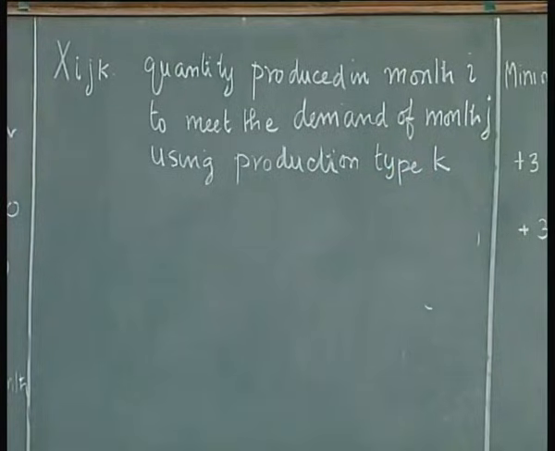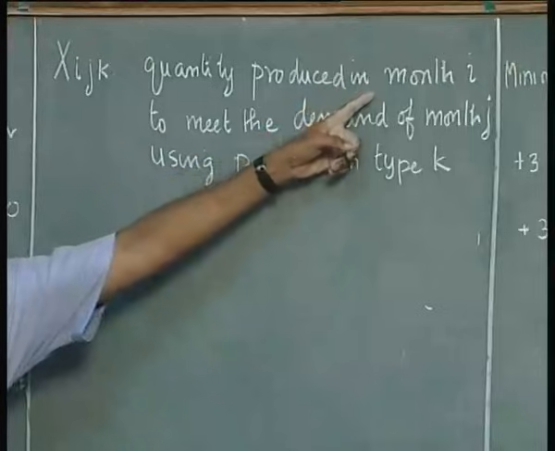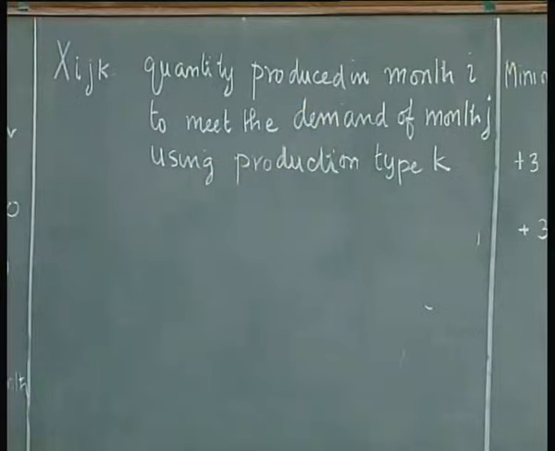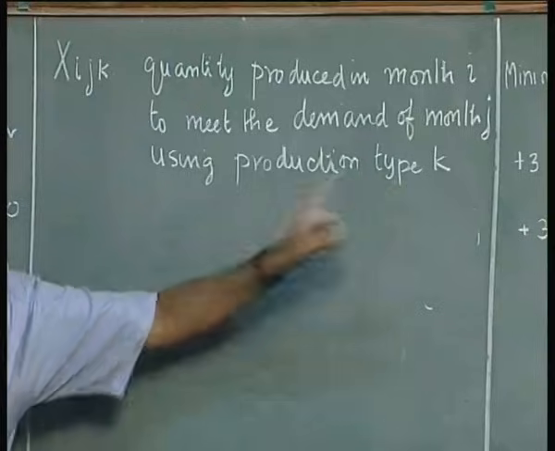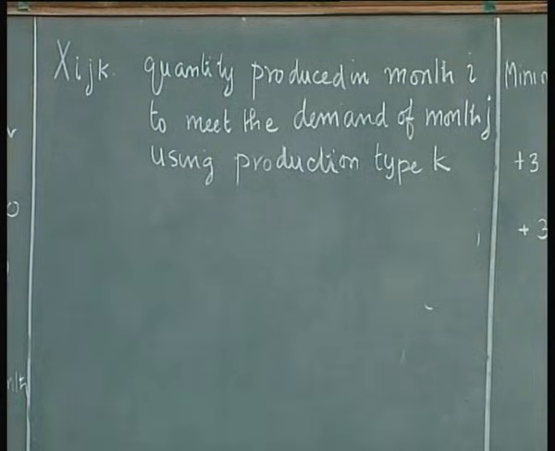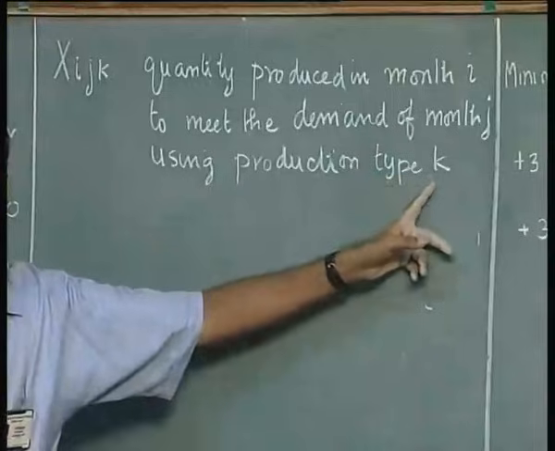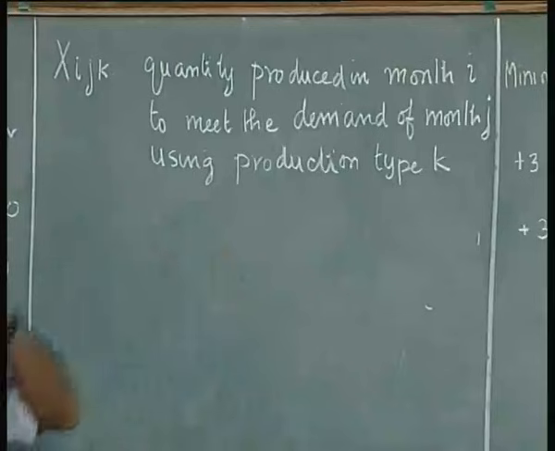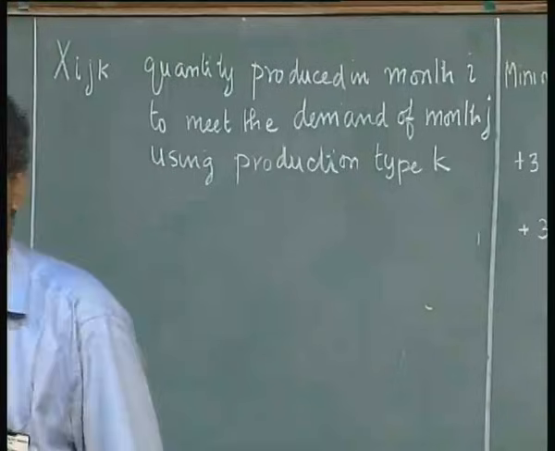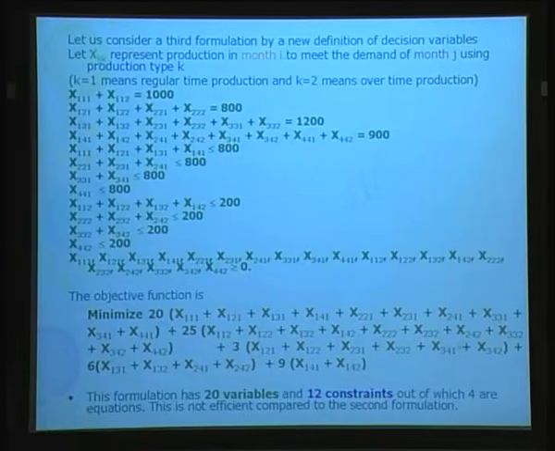Now, we look at 4 months. So, month I can take I equal to 1 to 4, j can also take j equal to 1 to 4, and k has 2 types of production, regular time and overtime. So, k takes values 1 or 2. Now, with this type of definition of decision variable, let us try to write the constraints and the objective function corresponding to this problem.